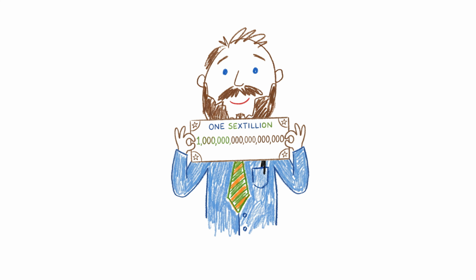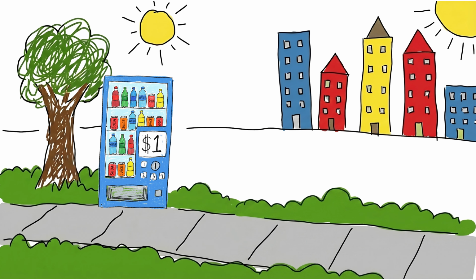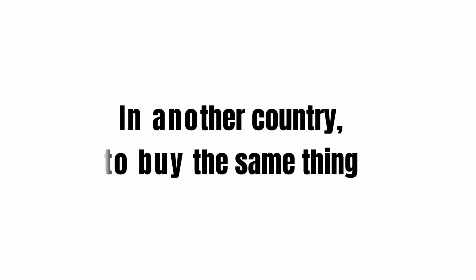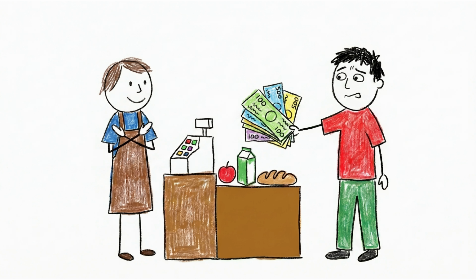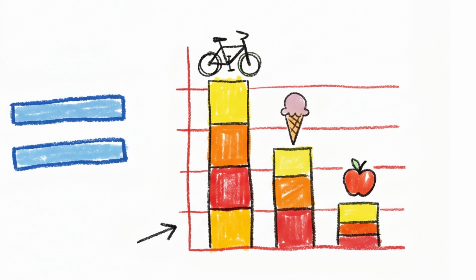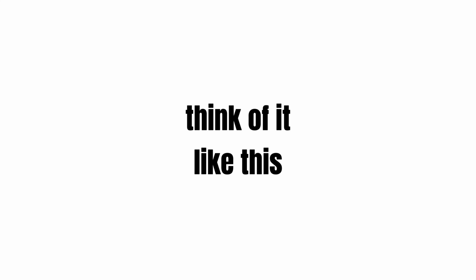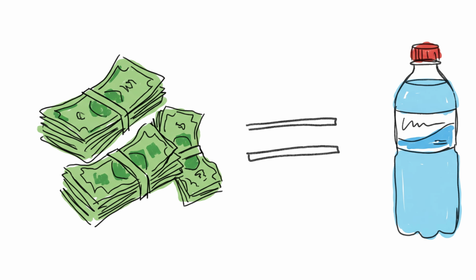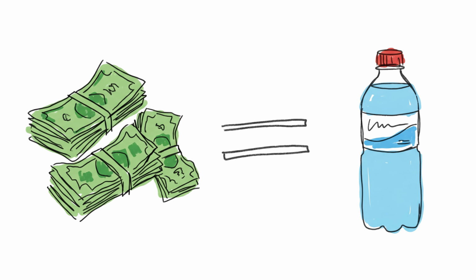First, we need to understand this. The value of money is not determined by the number on it, but by its purchasing power. Simple example: in the US, $1 might buy you a bottle of water. In another country, to buy the same thing, you might need 10,000 or even 100,000. So it doesn't mean they have more money. It just means each bill is worth less. Think of it like this: it's better to have one bill with high value than 1,000 bills that are all worth very little.